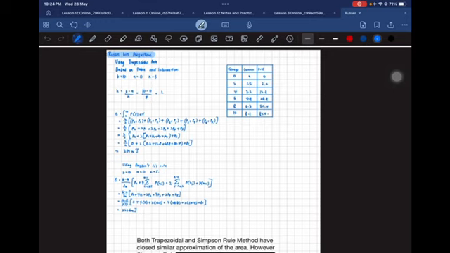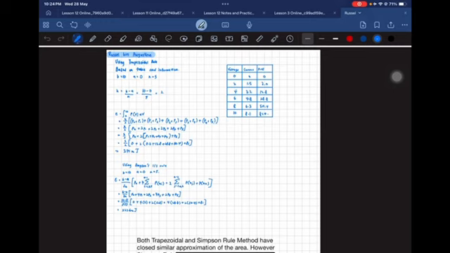Then I apply the formula for the trapezoidal rule, and then I insert the values of P that I got from the table, where P is equal to VI just now, and the final answer for the trapezoidal rule is 271 mJ.